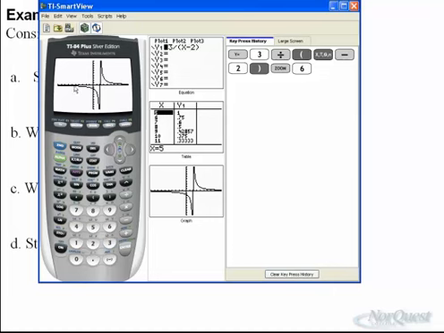The horizontal asymptote is the number, the y value, that your graph approaches on the far left and the far right. So you can see that it's approaching 0 as it goes left and as it goes right. Let's verify that in our table of values.